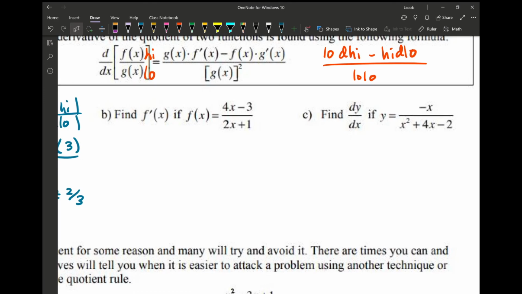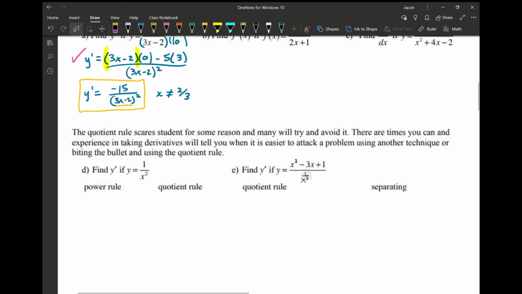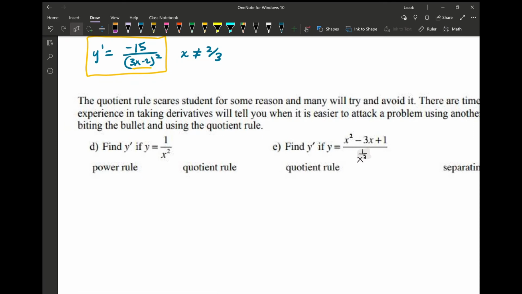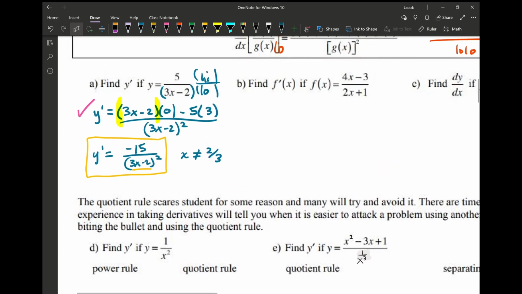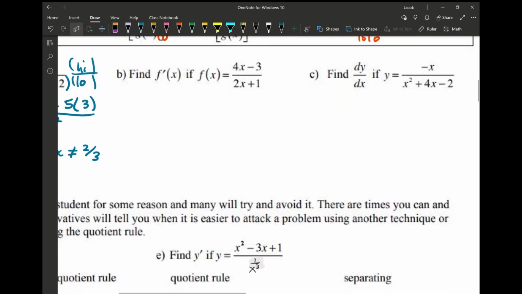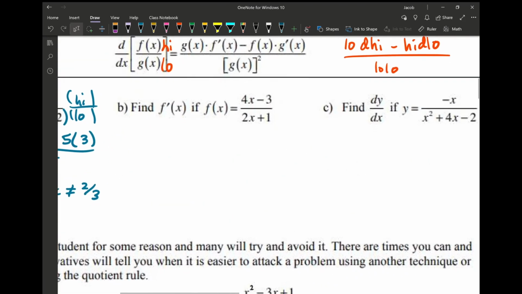I have B and C to show you, and then I'd like you all to try D after that, and then I'll show you the answer to E, and maybe we can discuss that in class as well, because I'm running a little bit long on time. So let's just talk about B and C, and then I'll just show you the answers to D and E there.